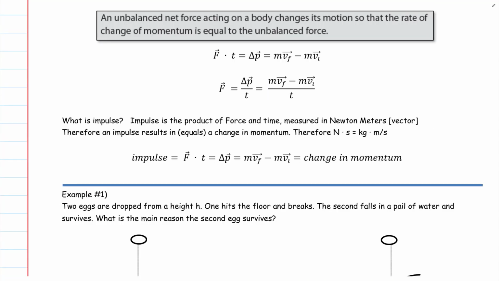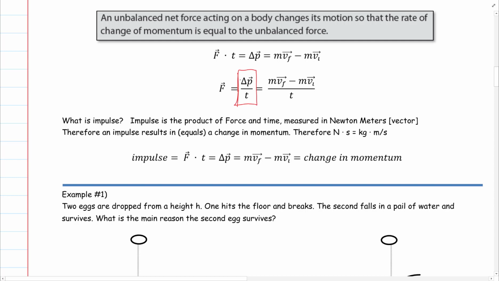Here's the next page. This is copied from the workbooklet. An unbalanced net force acting on a body changes its motion so that the rate of change of momentum is equal to the unbalanced force. Okay, so just rearranging it back. We did originally move the t over here. Now we're going to move the t back underneath the change in momentum. So the rate of change of momentum with respect to time, how fast momentum changes, is equal to the unbalanced force.